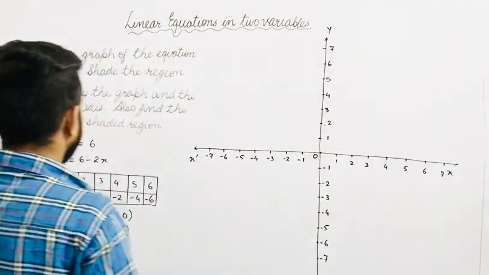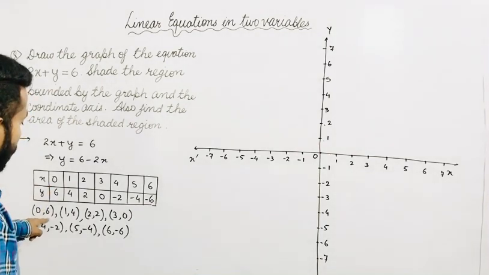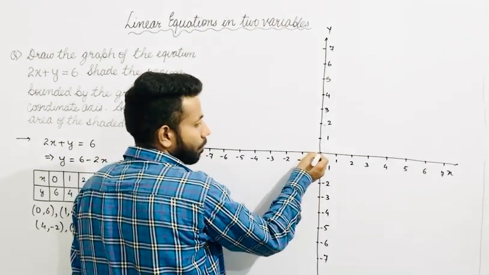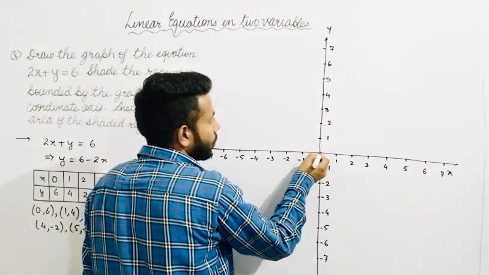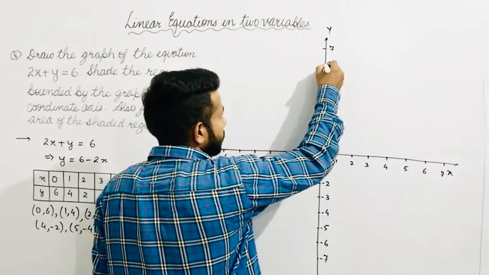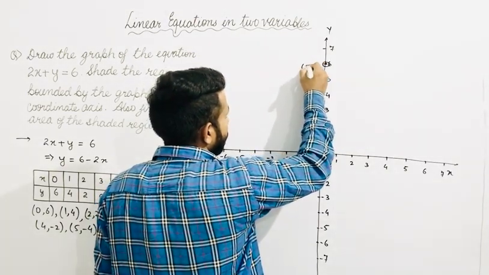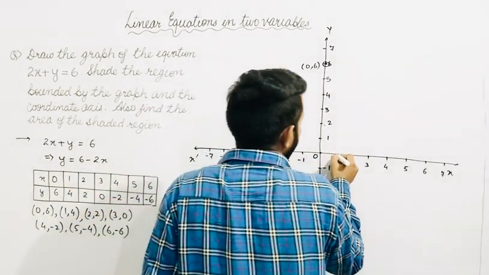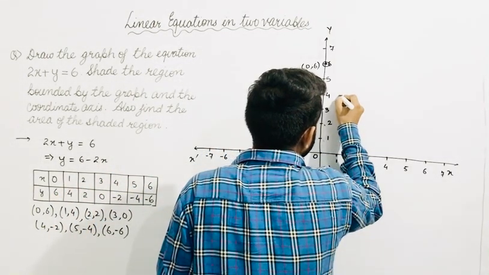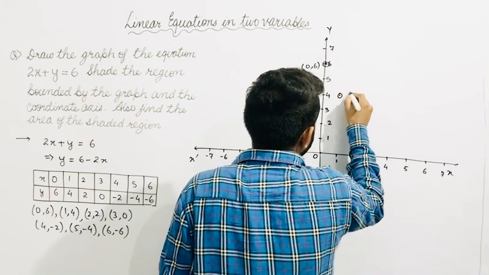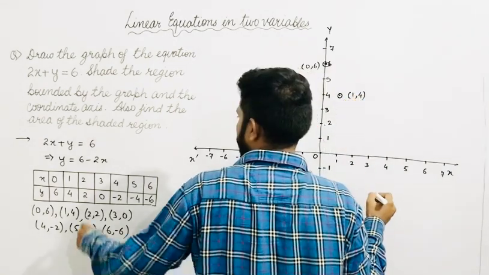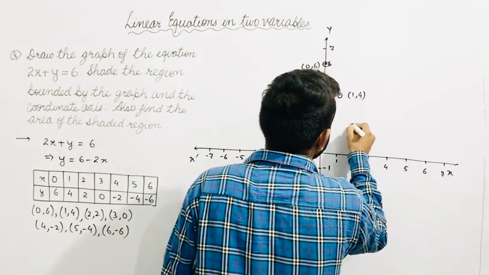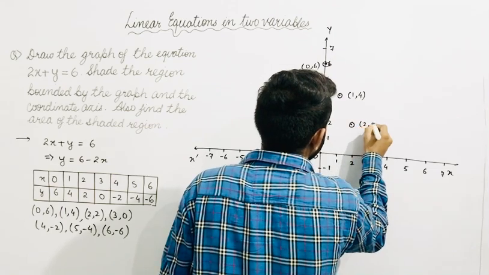Now we will plot the points. The first point is (0, 6). Stand on x and move on y. What is x? 0. Stand on 0 and move till 6. So this point is (0, 6). The next point is (1, 4). Stand on 1 and move till 4. This is (1, 4). The next point is (2, 2). Stand on 2 and move till 2. So this is (2, 2).